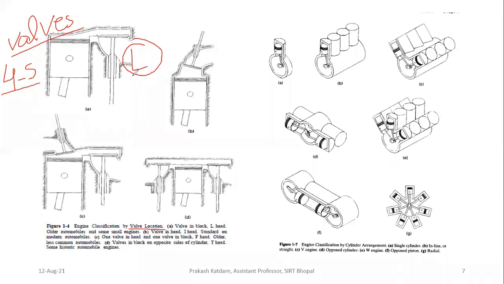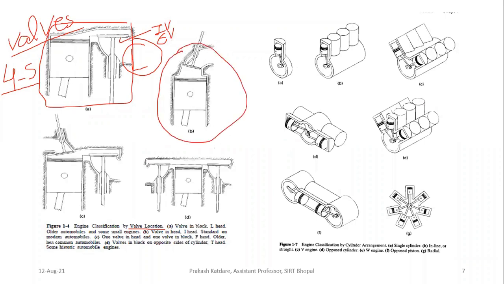In this L-head type of IC engine, the inlet and outlet valves are located in the cylinder block. The same valve will be acting as inlet and exhaust both. Then we can have both the valves placed at the cylinder head, and this type of IC engine is known as I-head type of IC engine. This is I-head type. This is L-head.